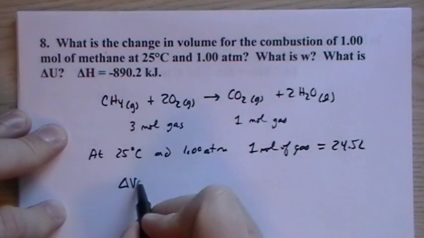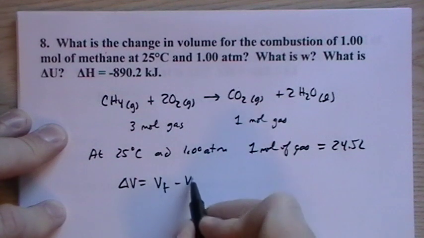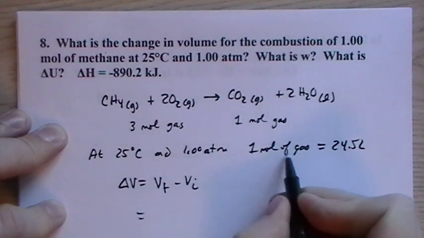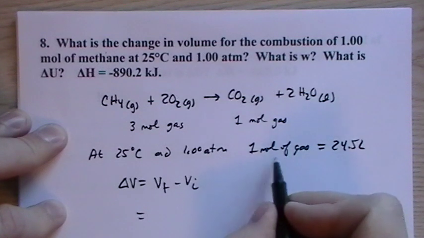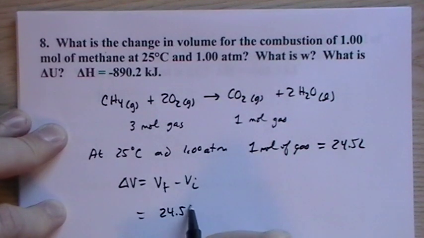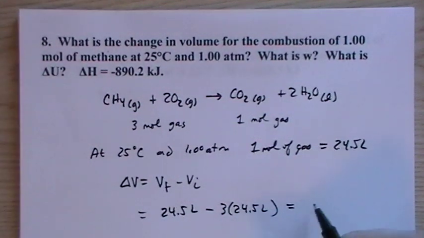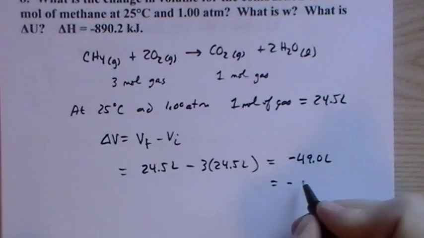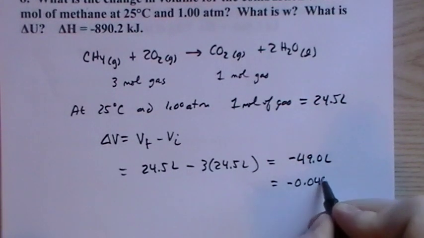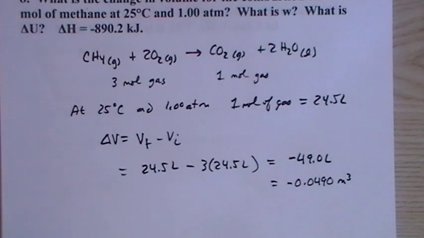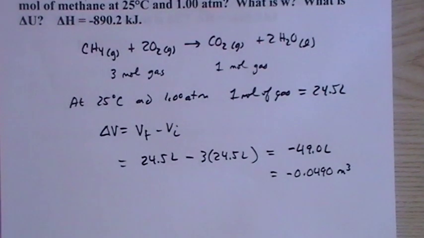So the change in volume is going to be V final minus V initial. V final is 1 mole of gas, so that's going to be 24.5 liters. And then the initial was 3 times that. So this comes up to be minus 49.0 liters. The volume dropped, so it's negative. And we can also change this to cubic meters because we're going to need to do that to solve for the work.